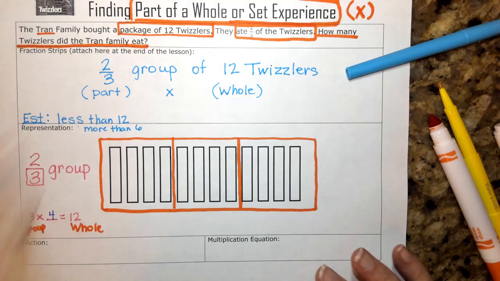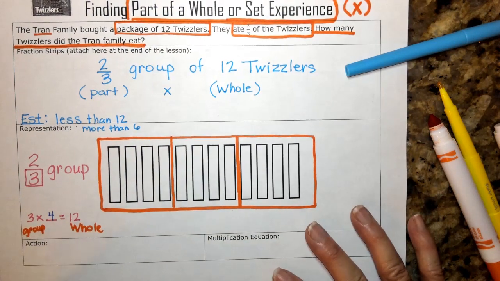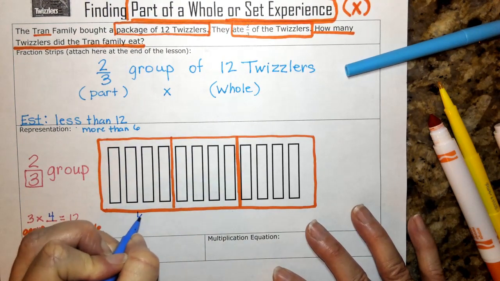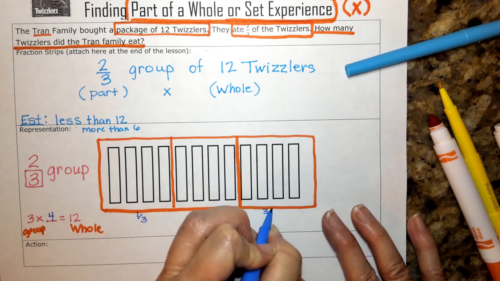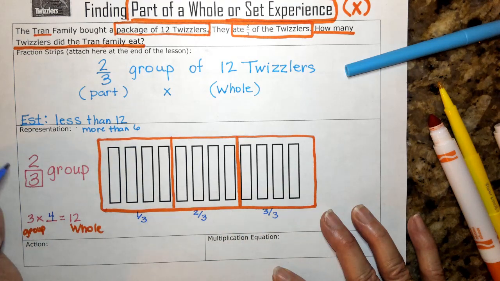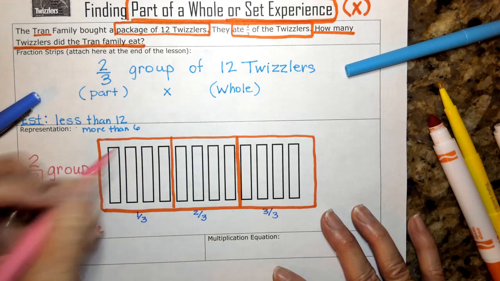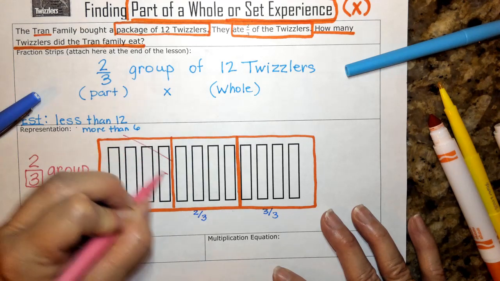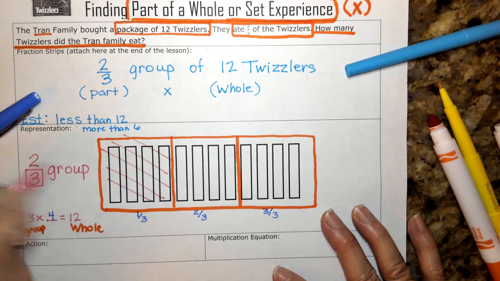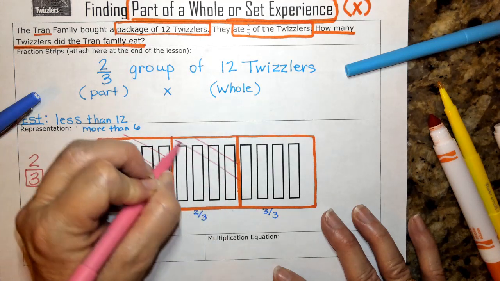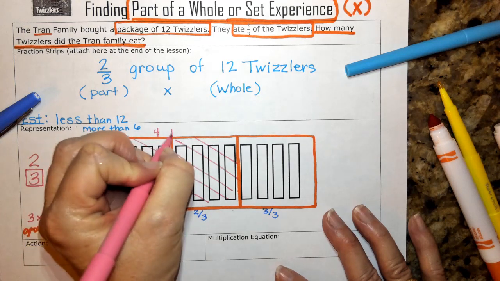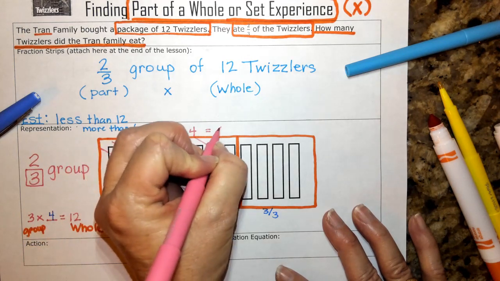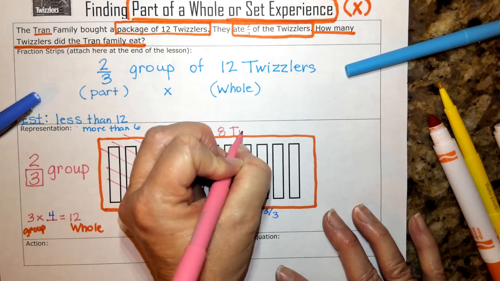Now that I've quickly got my groups organized, I'm going to label them. This would be 1/3 of the group, this would be 2/3 of the group, and this would be 3/3 of the group. We want to know 2/3 were eaten, so that would be all of these Twizzlers in this group and all the Twizzlers in this group. So that would be 4 plus 4, which would give me a total of 8 Twizzlers.